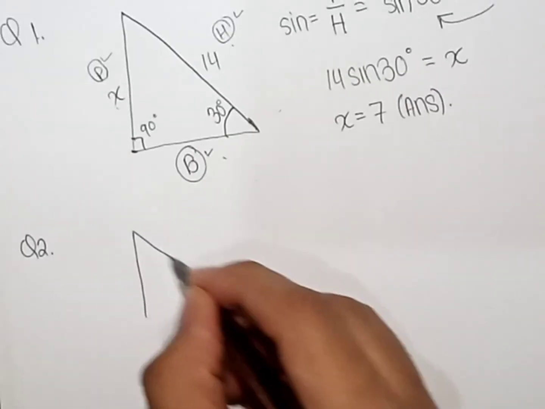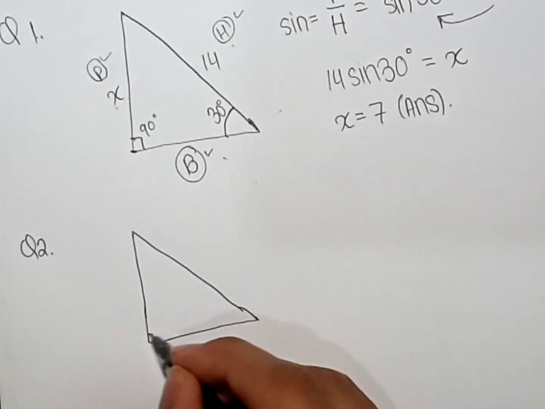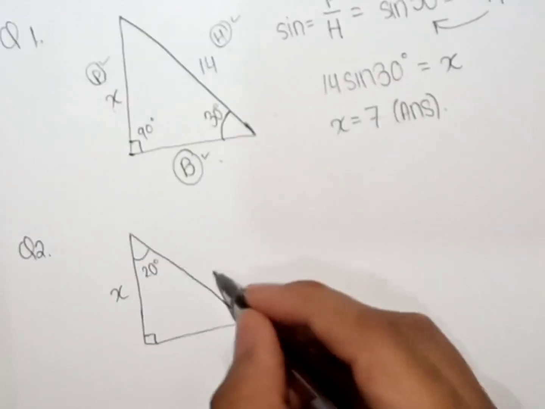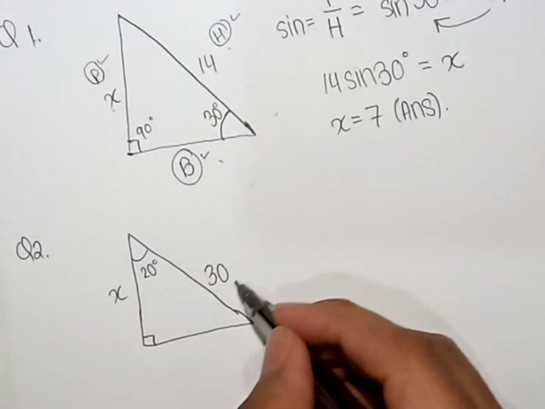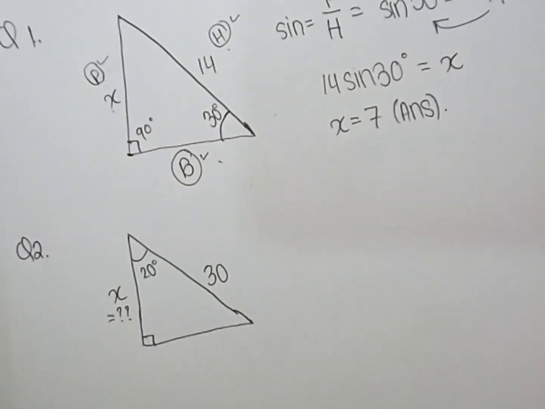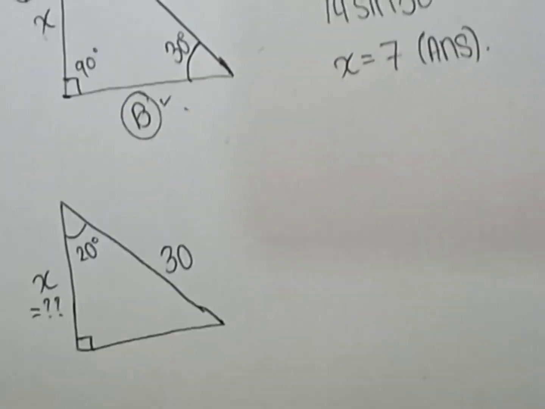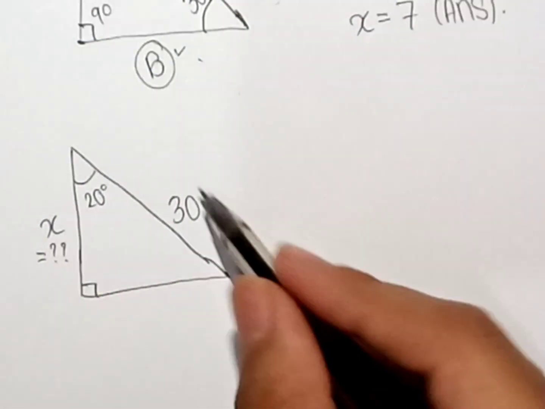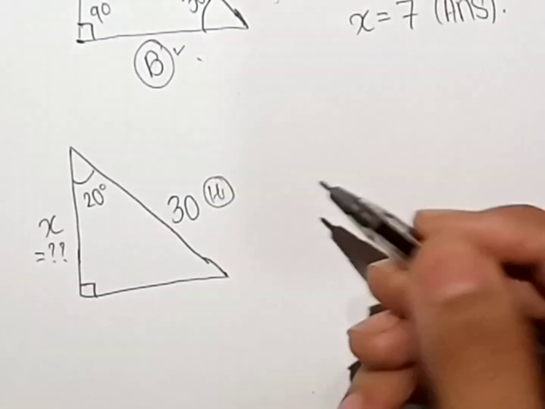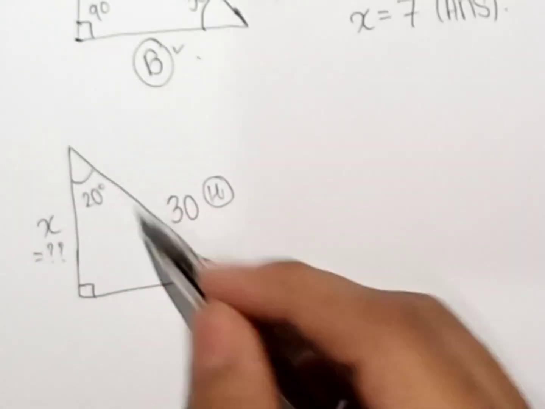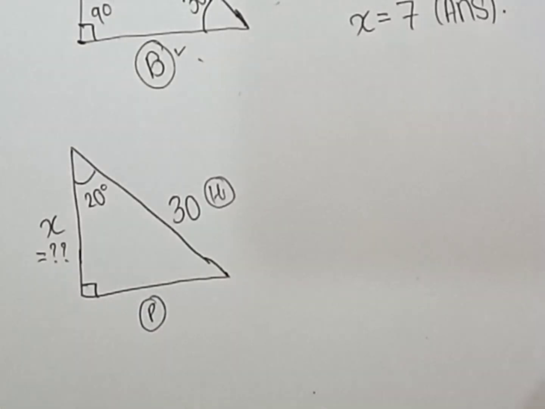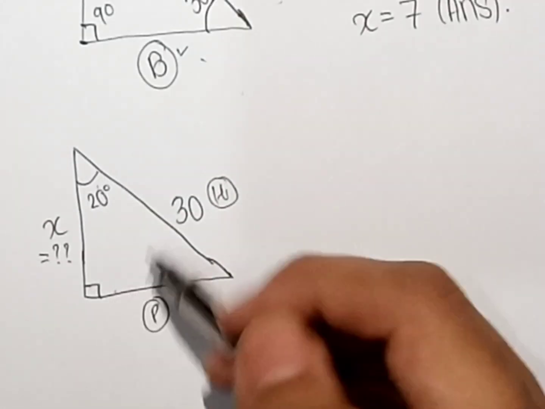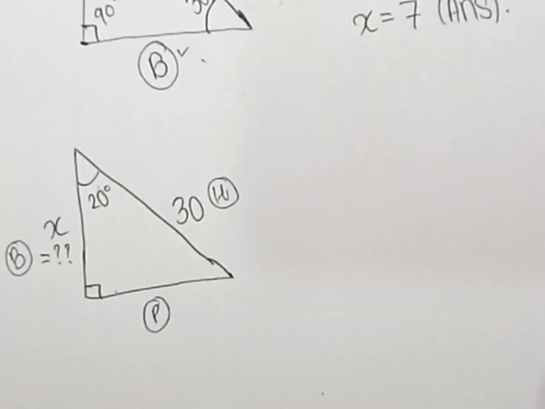For example, a 90-degree angle has been given to you, x, 20, 30. What is the value of x? They have asked you about the value of x. Now focus on this question. It is most simple. We know that this is a 90 degree angle. The opposite of the 90 degree angle is known as the hypotenuse. The opposite side of an angle is known as the perpendicular. They have not given us the perpendicular. What they are asking about is the line between the angle and the 90 degree angle, which is known as the base.